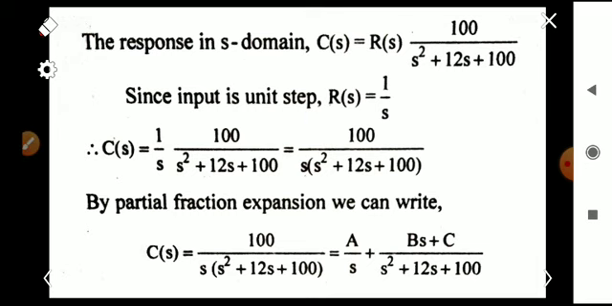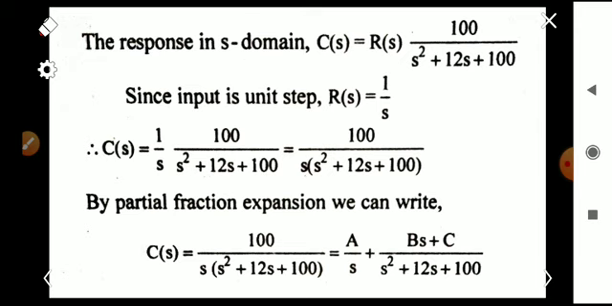Just substitute the value of R of s in the equation. We will obtain C of s as 100 by s into s square plus 12s plus 100. We have to find the Laplace inverse of this function, and then the question is complete. For taking the Laplace inverse we have to use the partial fraction expansion technique, that is we divide the system into different parts, thereby it is very easy to find the Laplace inverse.